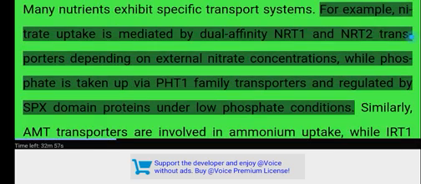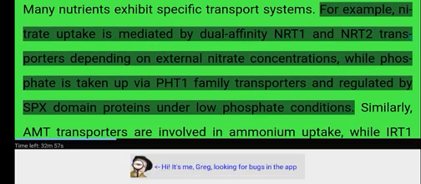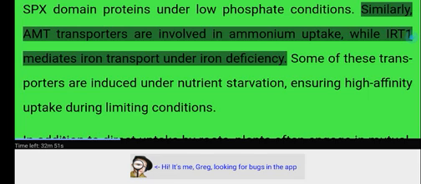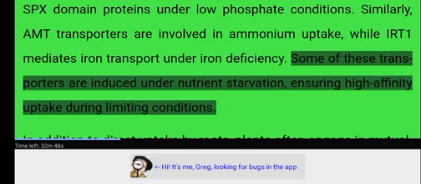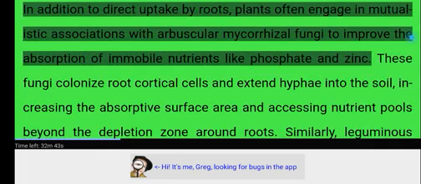For example, nitrate uptake is mediated by dual affinity NRT1 and NRT2 transporters depending on external nitrate concentrations, while phosphate is taken up via PHT1 family transporters and regulated by SPX domain proteins under low phosphate conditions. Similarly, AMT transporters are involved in ammonium uptake, while IRT1 mediates iron transport under iron deficiency. Some of these transporters are induced under nutrient starvation, ensuring high affinity uptake during limiting conditions.